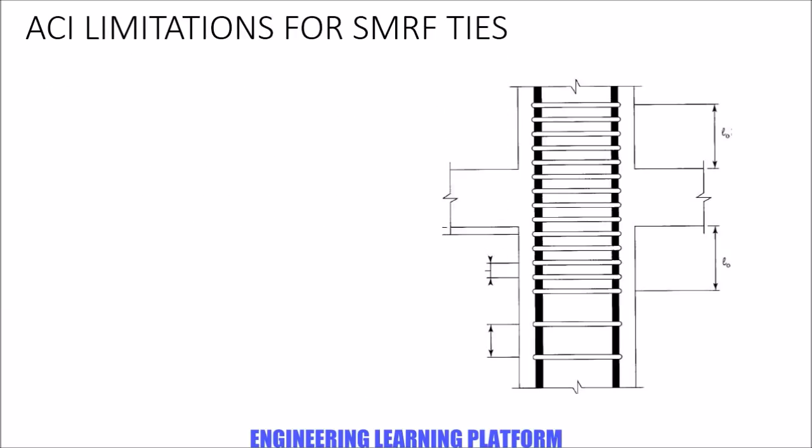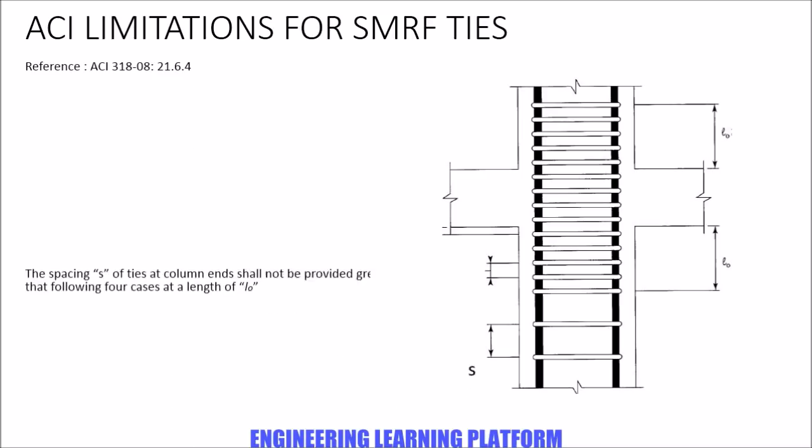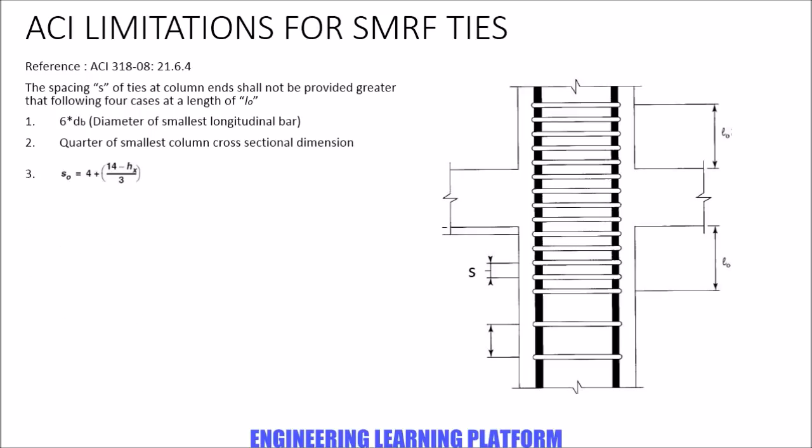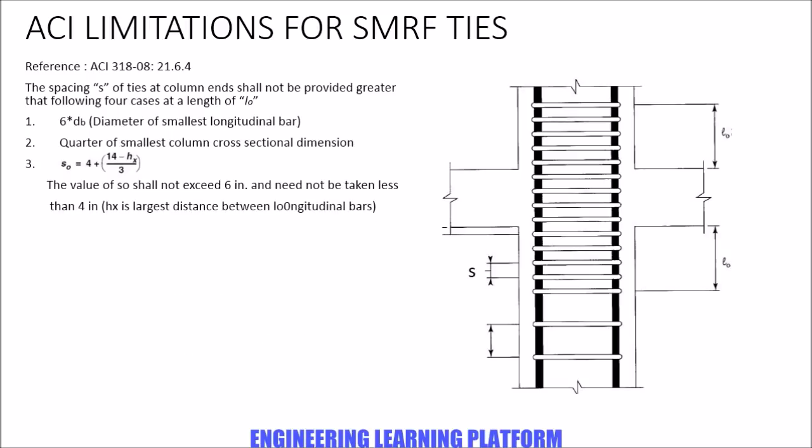Now for special moment resisting frame ties. The limitations of the ACI code are presented as: the spacing S of the ties at the column ends shall not be greater than the following 4 cases. At a distance L0: 6 times the diameter of the smallest longitudinal bar, a quarter of the smallest cross-sectional dimension, and S0 = 4 + (14 - hx)/3. The value of S0 shall not exceed 6 inches and need not be taken less than 4 inches.